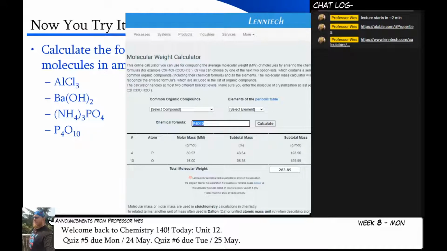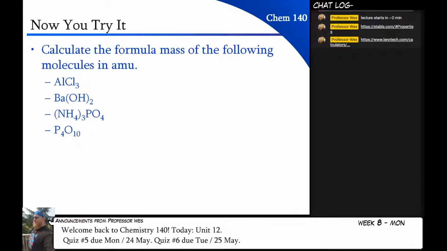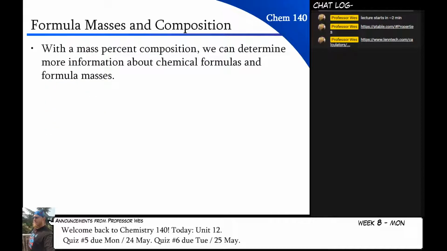That's just a how-to on Lentech. It's pretty straightforward, but that is a website that is worth bookmarking because it will save you a ton of time calculating formula masses for everything, because we're going to use this so many times for the rest of the quarter.